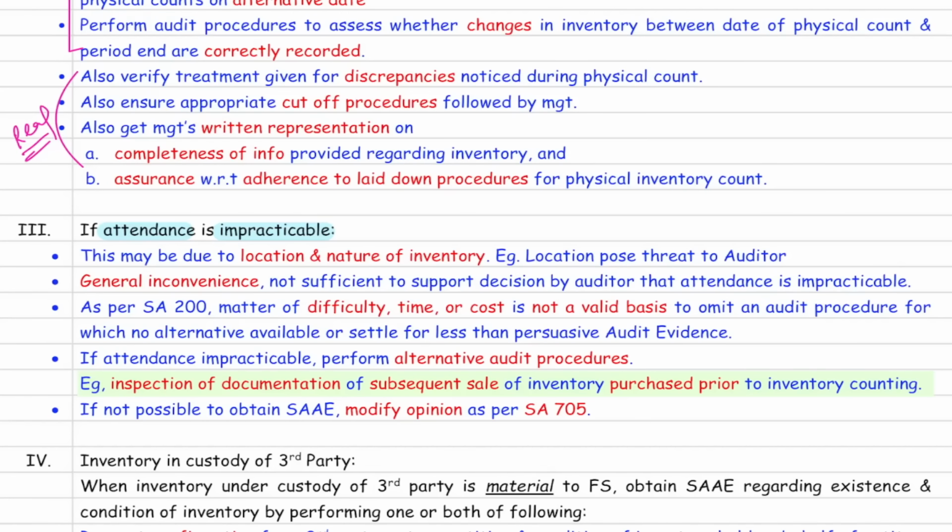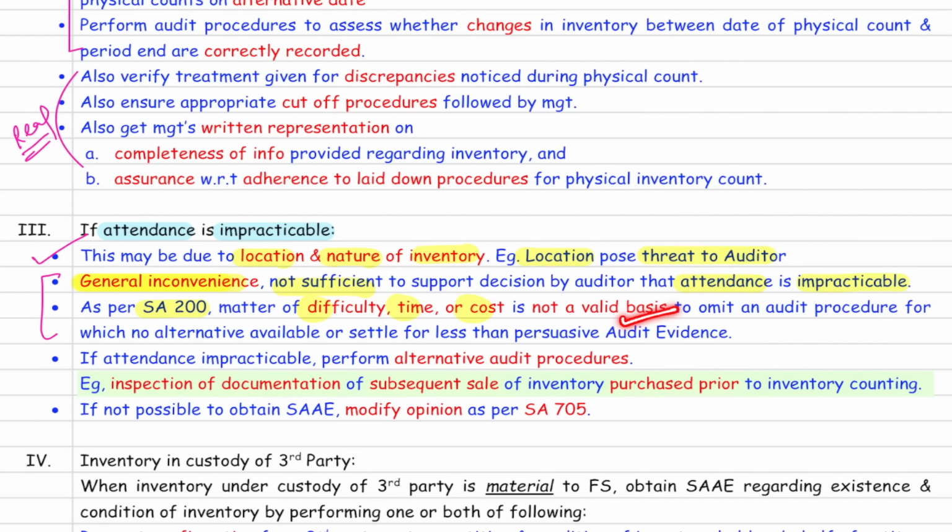See what it says. When can it be impracticable? Impracticability can be due to the location and nature of inventory. For example, location poses a threat to the auditor. So this is what impracticability is all about. Then you say any general inconvenience is not sufficient to say that attendance is impracticable. What is general inconvenience? As per SA 200, matter of DTC. Difficulty, time, and cost is not a valid basis to omit a procedure for which there is no alternative, or in other words, settle for less than persuasive evidence.